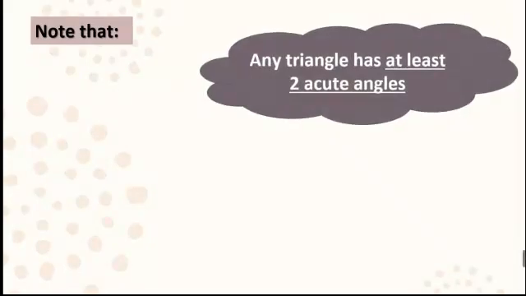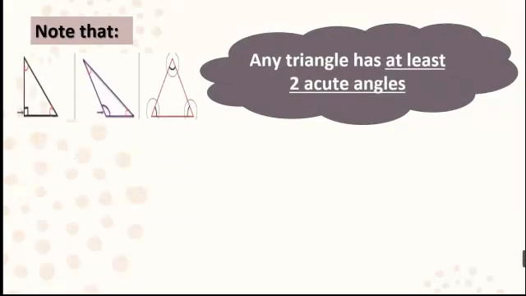Let's take some notes about these triangles. The first one: any triangle has at least 2 acute angles. What's the meaning of that? Let's remember together the 3 triangles that we took in the previous page. I have a right-angled triangle. It has 2 acute angles. I have an obtuse angled triangle. It has 2 acute angles. And I have an acute angled triangle. It has 3 acute angles. So each one of them has at least 2 acute angles.